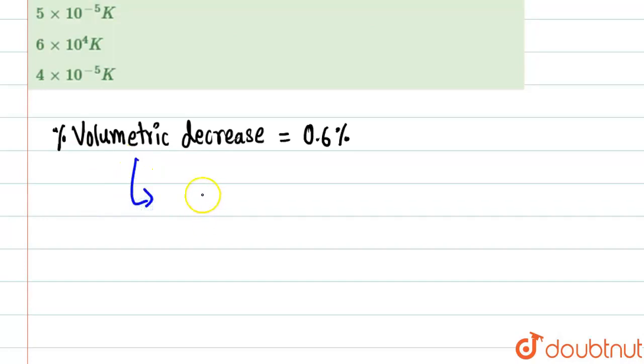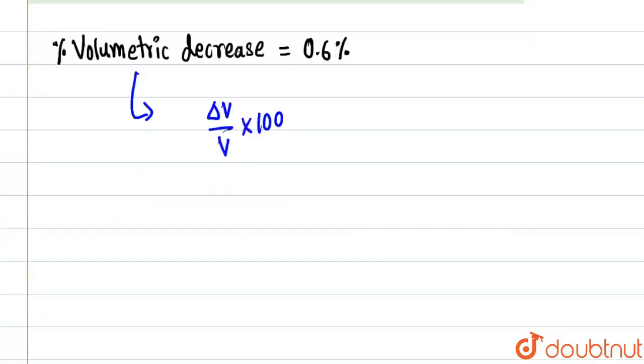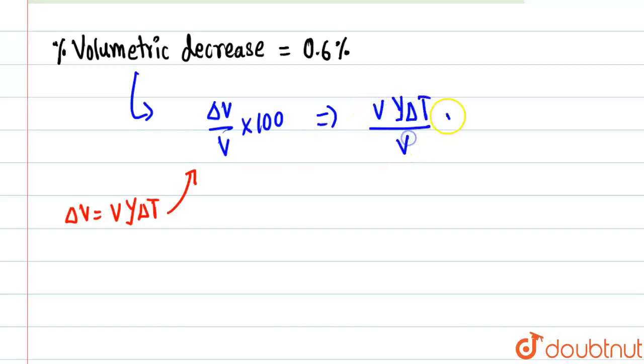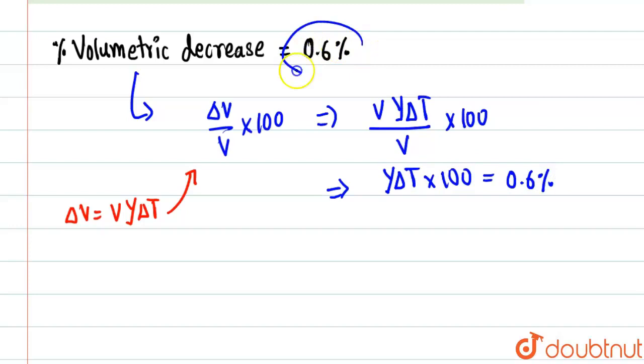It is also given by the equation delta V, which is change in volume, by initial volume, into 100. If you see the volumetric expansion equation, delta V is V gamma delta T, where gamma is the coefficient of volumetric expansion. If you put this equation over here, you get V gamma delta T divided by V into 100. So from here you can clearly see that gamma delta T into 100 is equal to 0.6%, because the volumetric decrease was given over here.